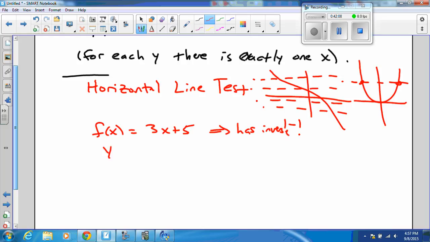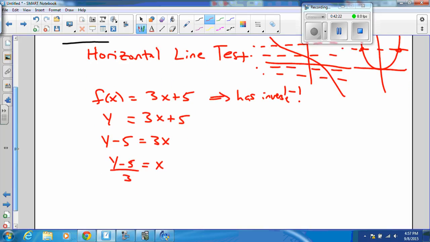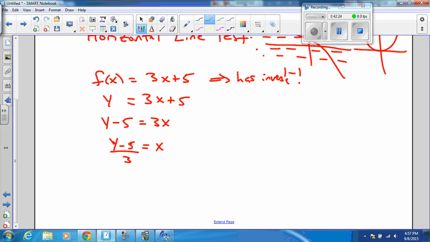And I can find that inverse by solving for x here. Using good old algebra. And now I have an inverse that is expressed in terms of y. So I can call this f inverse of y, or if I am allergic to using y as a variable, then I could also call it f inverse of x. And the identity of the variable doesn't matter too much.